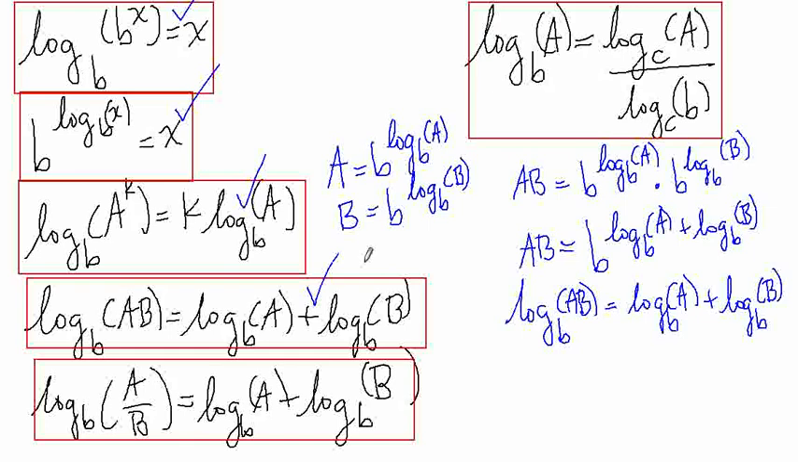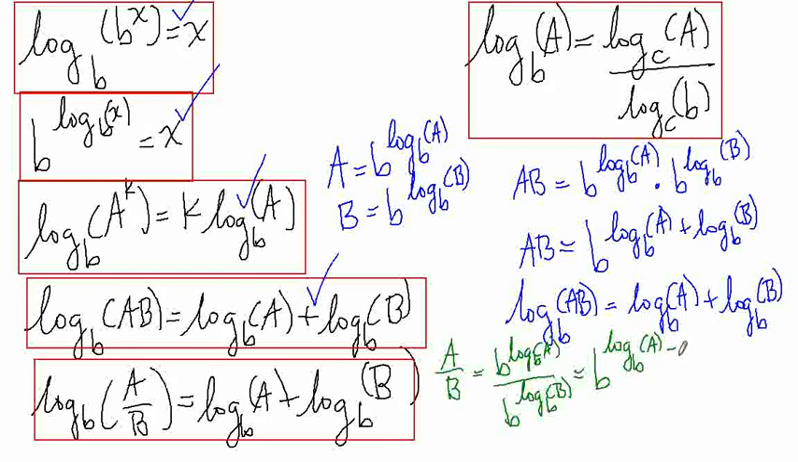All right, so look that over, make sure that's clear. Let me do something similar now for the fifth one. I already have my formula for A and B in terms of an exponential function, so let me just go ahead and use that. So A divided by B is b raised to the log_b of A divided by b raised to the log_b of B. Whenever you have a ratio of powers to the same base, we simply subtract the exponents to simplify.